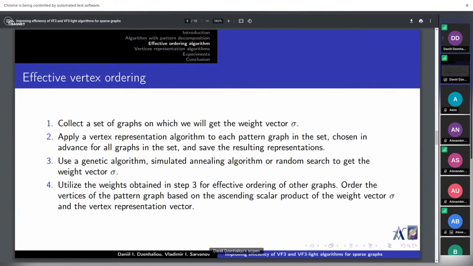And then, how our vertices are ordered. We order the vertices of the pattern graph based on the scalar product of the weight vector multiplied by the representation vector. We need to find how different features of the representation vector have different importance.